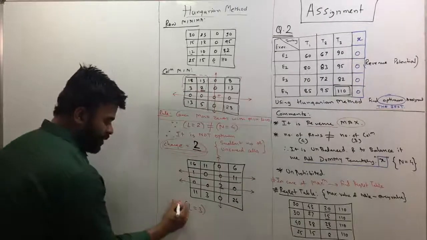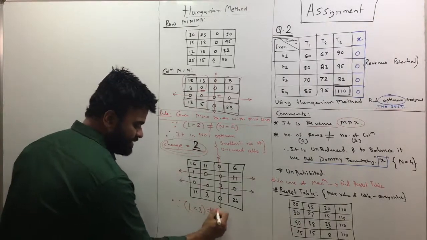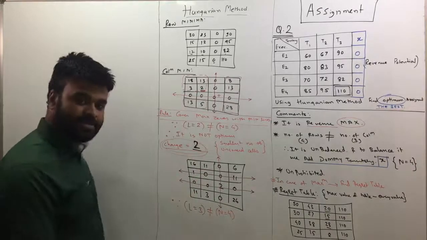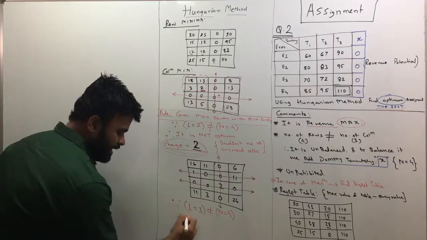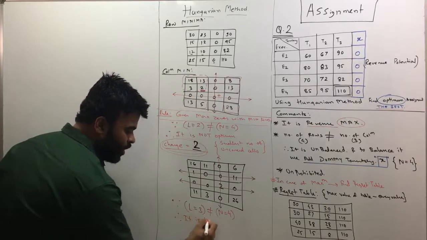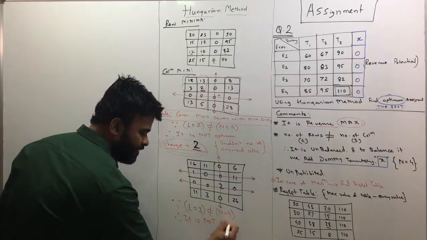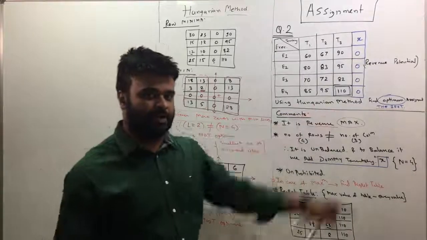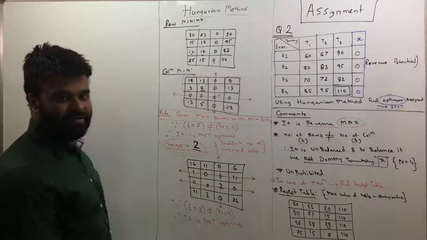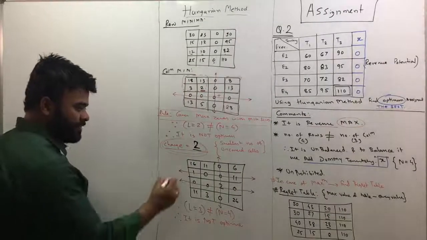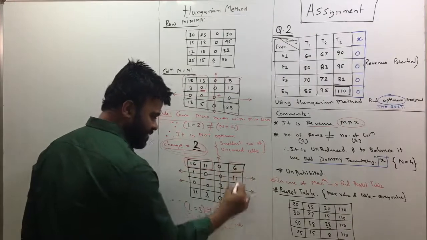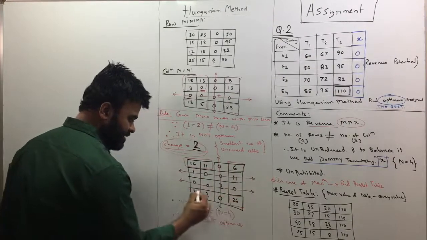So you write down this whole thing that since L is equal to 3, which is not equal to N is equal to 4, N is the size of the table, L is the number of lines. Therefore, it is not optimum. And not optimum is not a good thing because we want optimum, the best solution. Anyway, so we have to solve some more. And if you see, these are my uncovered cells over here. These are all uncovered cells.